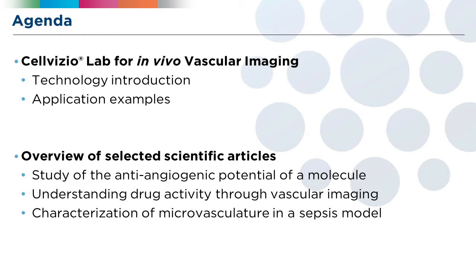Then in the second part, I have selected three scientific articles that illustrate the use of the technology to characterize vasculature for different applications. The first application would be the study of the anti-angiogenic potential of a molecule. Then we will discuss how Cellvizio Lab can be used to understand drug activity through vascular imaging. And the last example is more a translational application of Cellvizio, where it was used to characterize the microvasculature in a sepsis model.